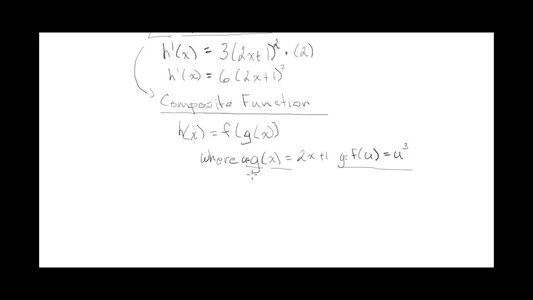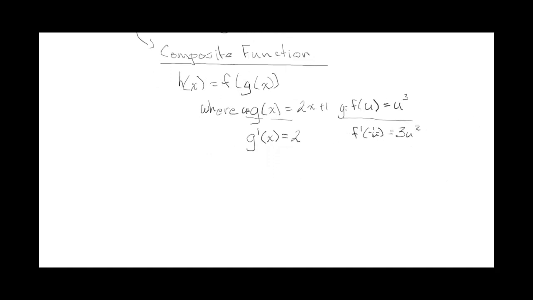So what I want to do here is take the derivative of each one. g of x is 2x plus 1. So what's the derivative of g of x? g prime of x is 2. And what's the derivative of f of u? f prime of u is 3u squared.